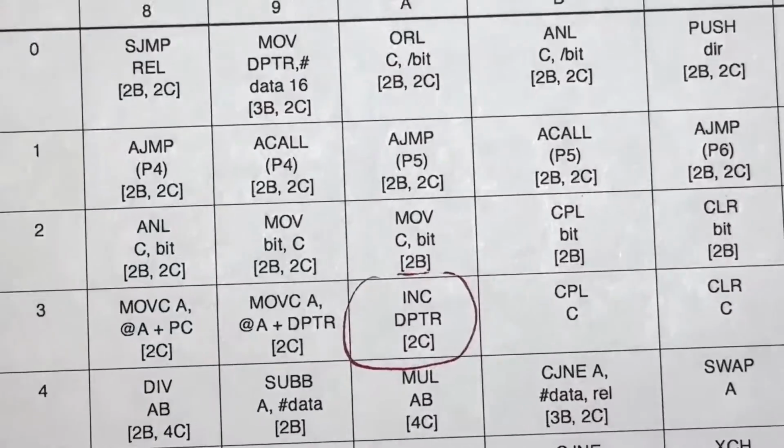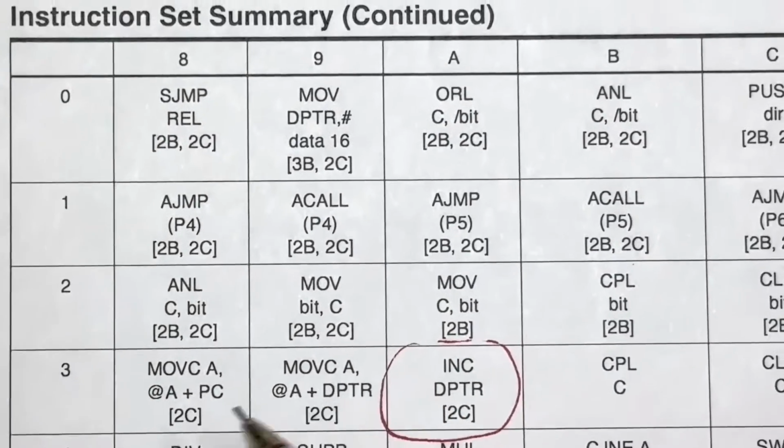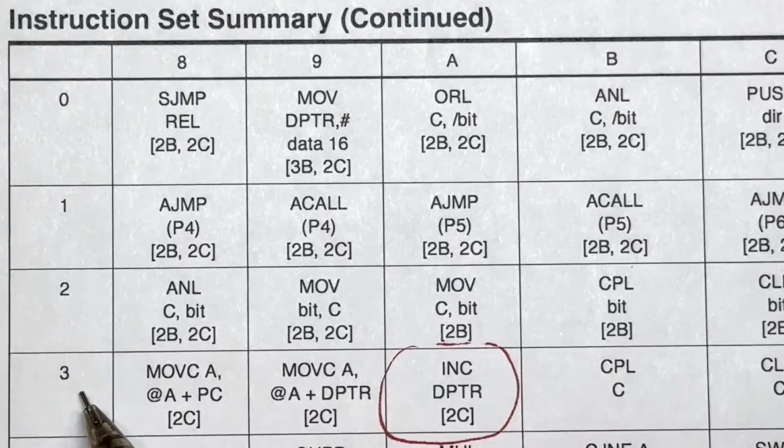So there's also another increment instruction. Over here, it's opcode A3, and that is for incrementing this DPTR register. Remember that the DPTR register is 16 bits. This is not a 2-byte instruction, it's only a 1-byte instruction. 2C indicates how many cycles it takes. You can ignore that. But it's a single byte instruction.